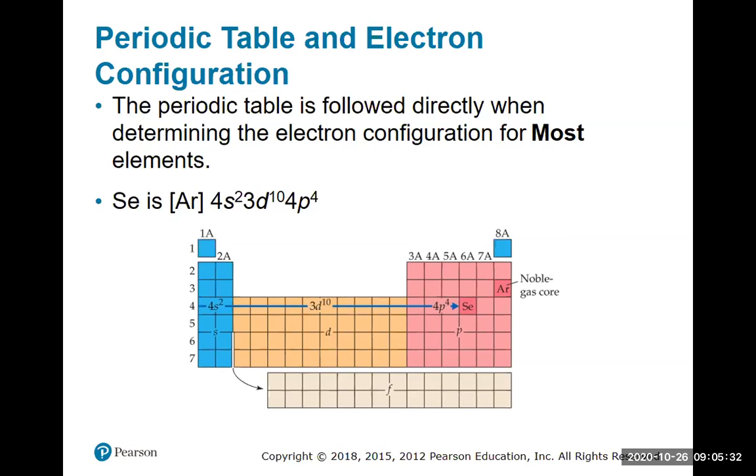This way of writing electron configuration works for most elements. You see on the slide, most is in bold, and that's because there are a few exceptions. We'll talk about those a little bit and the reasoning behind them.